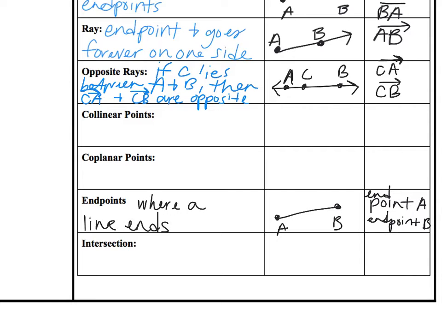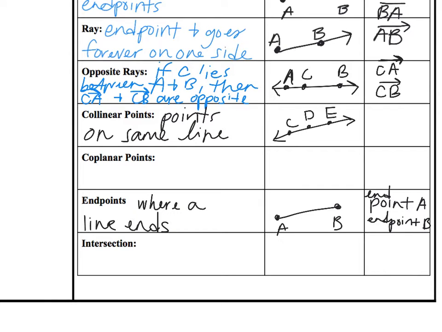So points on the same line. That's all it means. So we've got some collinear points here. C, D, does not look like a D, and E are collinear because they're on the same line, together on a line. So likewise, what does coplanar mean? Anyone want to take a guess? On the same plane.